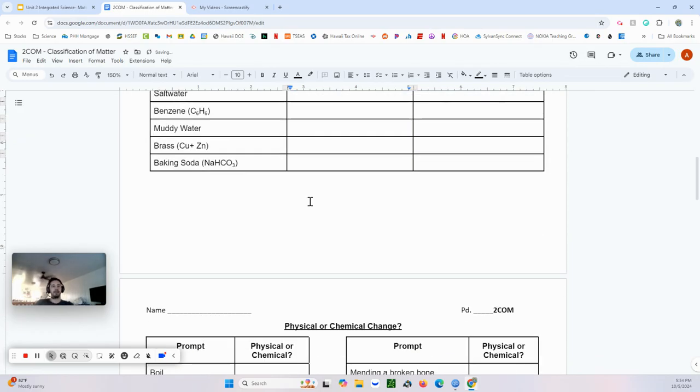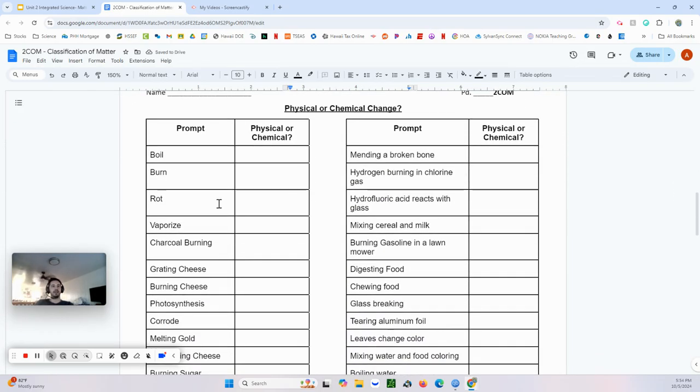Okay? On the back here, you're going to look at the prompt and tell me whether you think it's physical or chemical. Physical or chemical. All right, so boil would be physical. You're going from a liquid to a gas. All right? Same thing here, like mending a broken bone. That one's tricky. I would say that's more physical than anything. But I would definitely say there's some chemical changes that occur there as well.